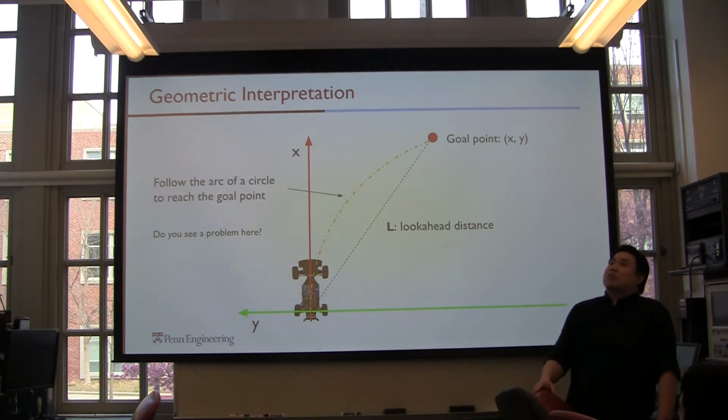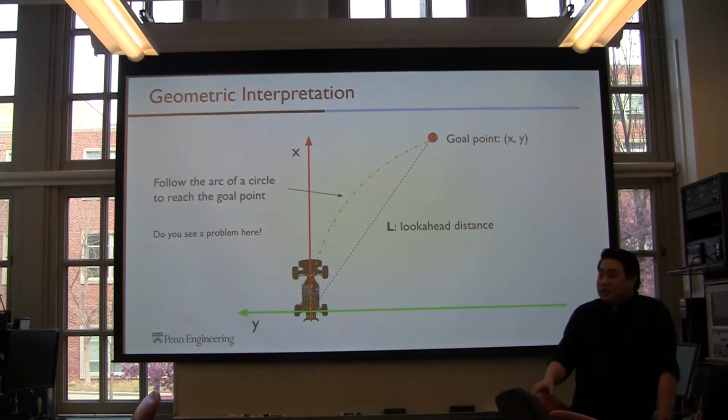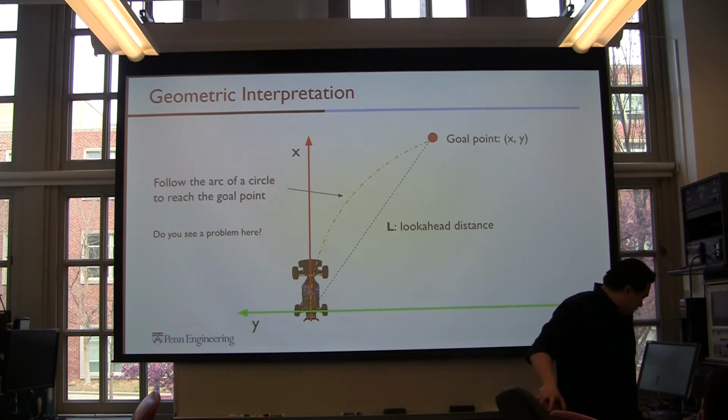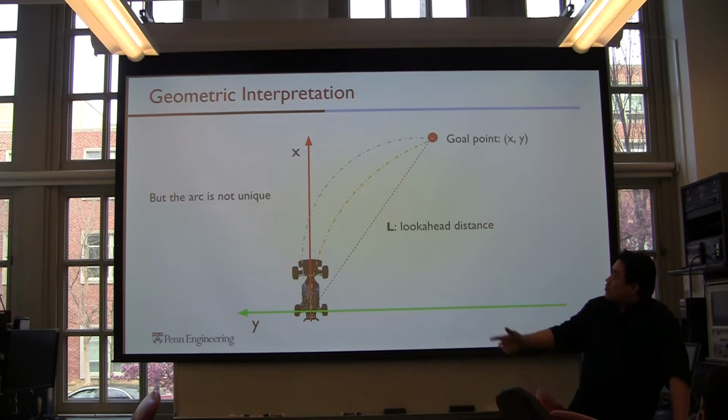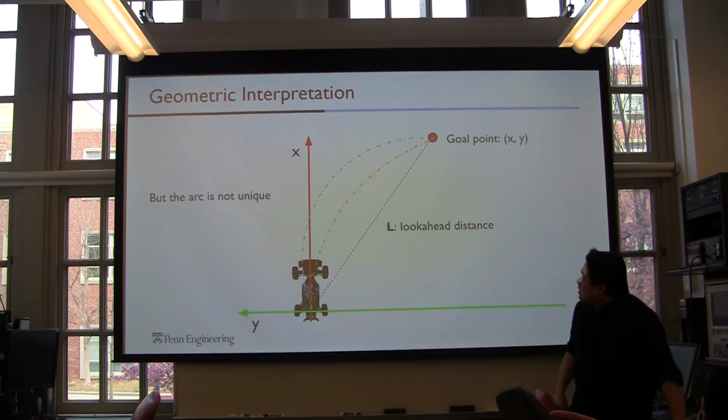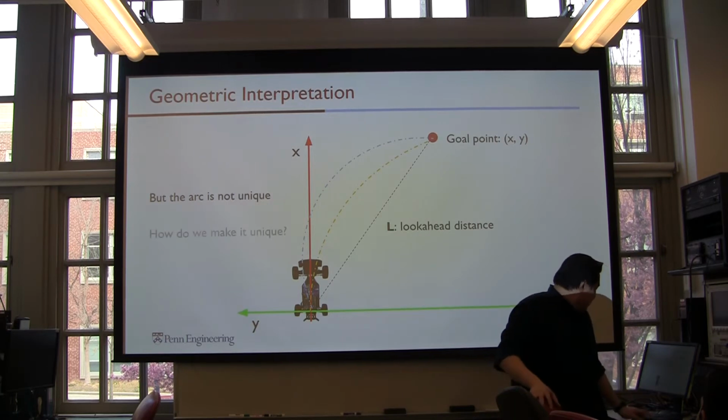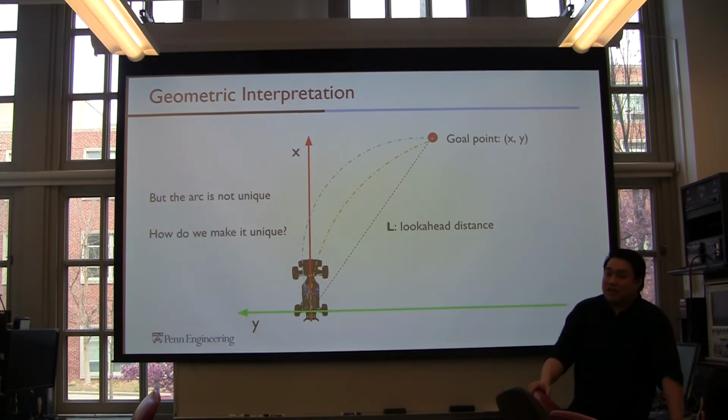No. Yeah, this is not a dynamically feasible solution, so it's not an MPC. You're not going to get any of those guarantees from this. But the problem I was trying to state is the arc might not be unique, right? You have two points. You might have multiple arcs going through them, or infinitely many. So how do we make it unique? Any ideas?